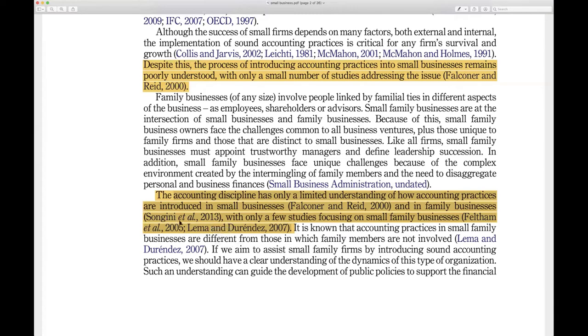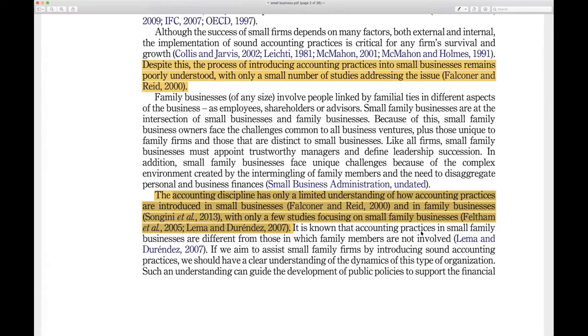2005, we don't know much. Then in the family business, we don't know much since 2013. But in the small family business, it is even worse, since 2007 and 2005. So even for the small business, somebody tried to address it by looking into small family businesses in 2007 and 2005. But since then we have not had much.